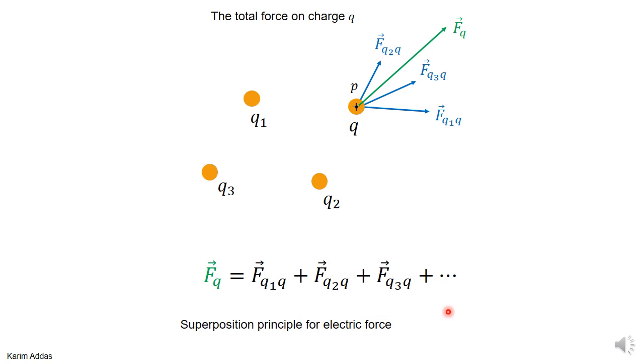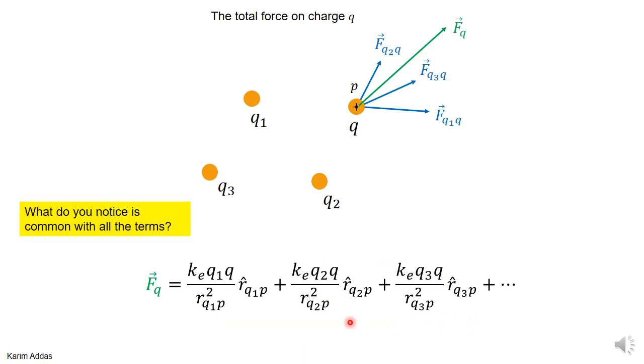We can then put in the expressions for F1, the force due to 1 and due to 2 and due to 3, and we get this total expression for the force on Q due to all the other charges. Now, what do you notice is common between all these expressions? Of course, except for the KE. We know that KE is common, but what else is common?